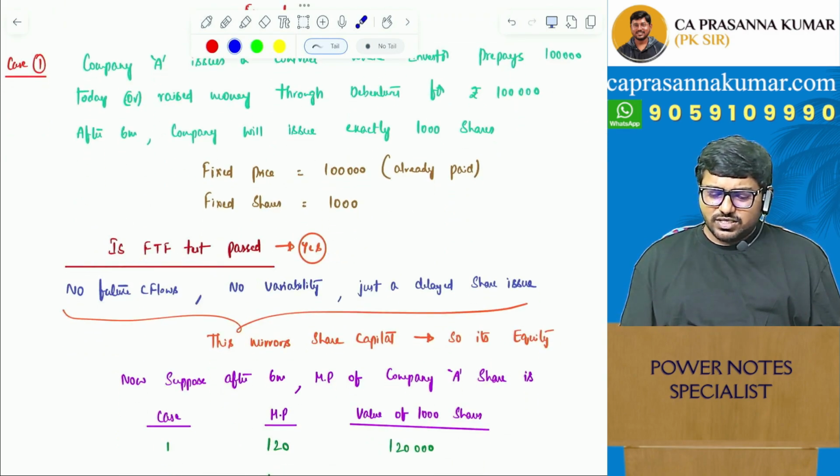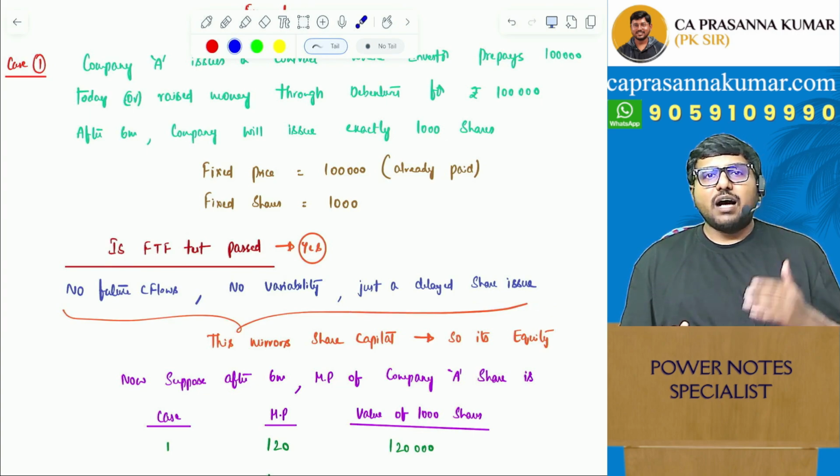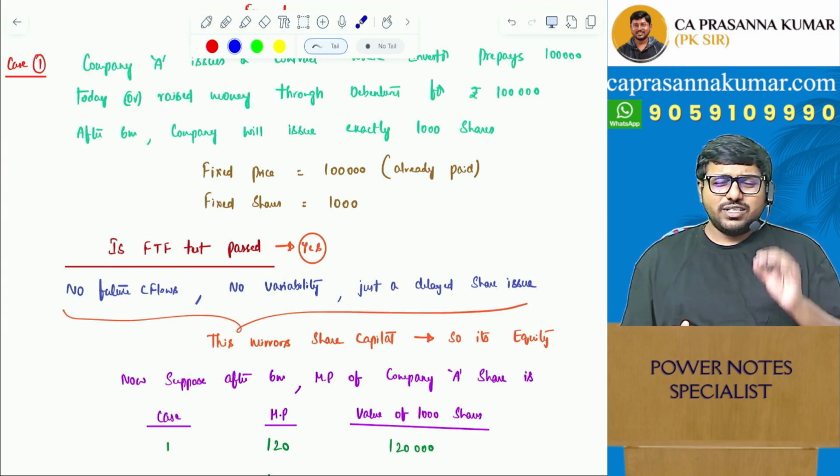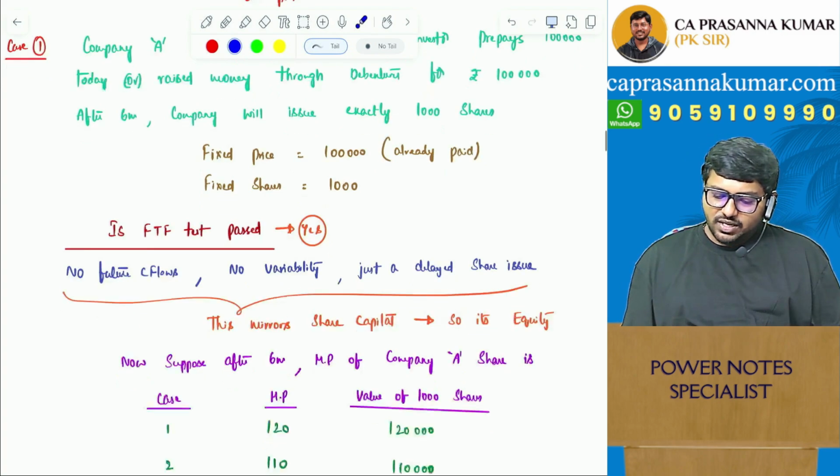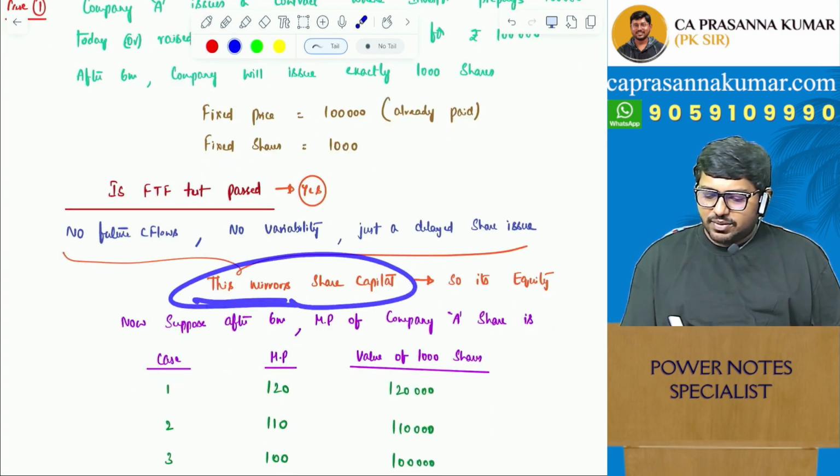The reason is very simple. Both of them are fixed, and moreover, there are no future cash flows. No variability in the number of shares, just a delayed share issue. That's all. Which means today you paid money, after 6 months I'm giving you shares. So it is just a delayed share issue. Now, this mirrors share capital, so it is equity.